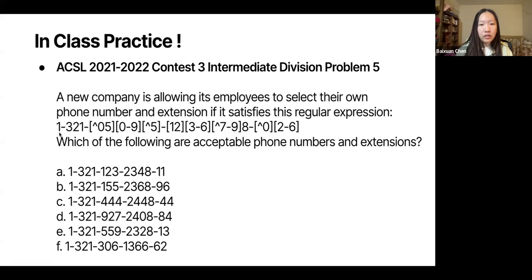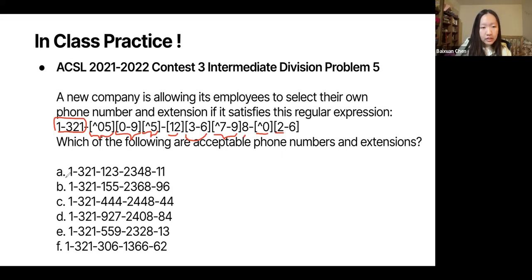Okay, so which of the following expressions are represented by this regular expression? Okay, so what this regular expression means is that we need a 1, 3, 2, 1 at the very beginning. That's a non-negotiable. And then next we can have any digit that's not 0 or 5. And then we can have any digit, and then we can have any digit that's not 5. And here we can have a 1 or a 2, any digit that's in between 3 and 6, and here's any digit that's not 7 through 9, so basically 0 through 6. And then we must have an 8, and then we can have anything that's not 0, and then anything that's in between 2 and 6.